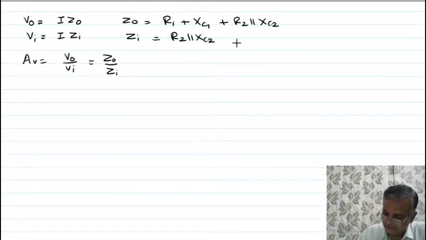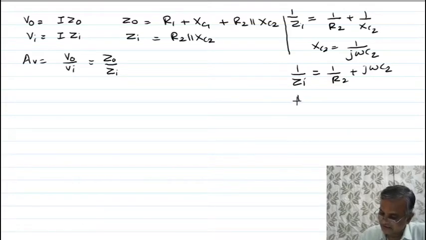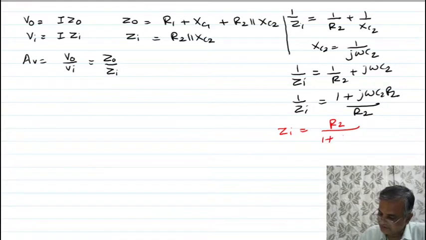So let me find the value of ZI. 1 upon ZI is nothing but 1 upon R2 plus 1 upon XE2. You know XE2 is 1 upon j omega C2. So 1 upon ZI is 1 upon R2 plus j omega C2. So I can write 1 upon ZI is 1 plus j omega C2 R2 upon R2. So please remember your ZI is R2 upon 1 plus j omega C2 R2.